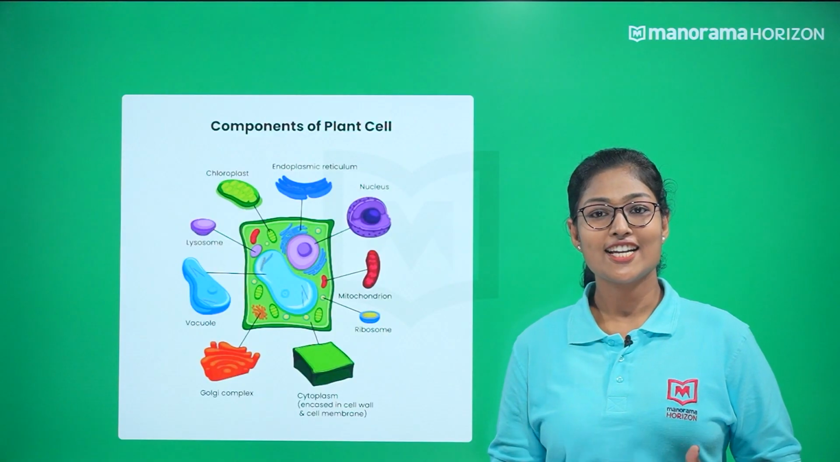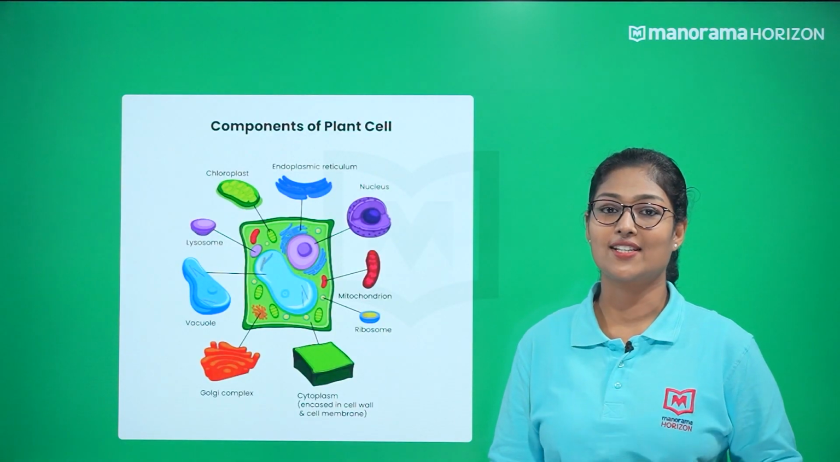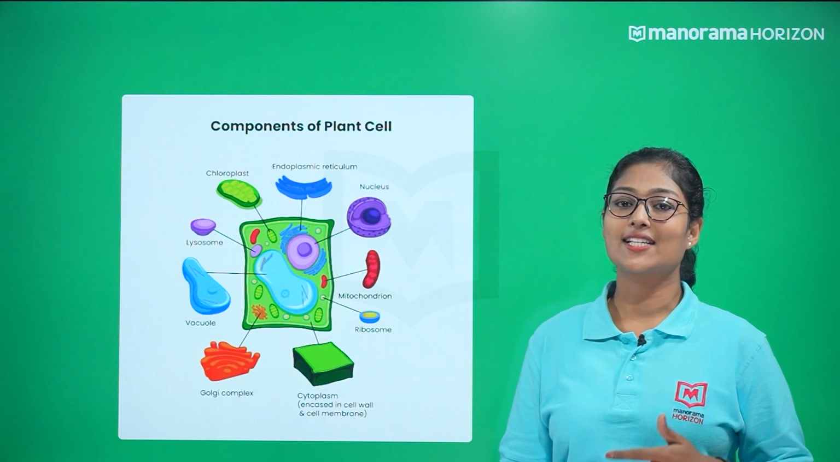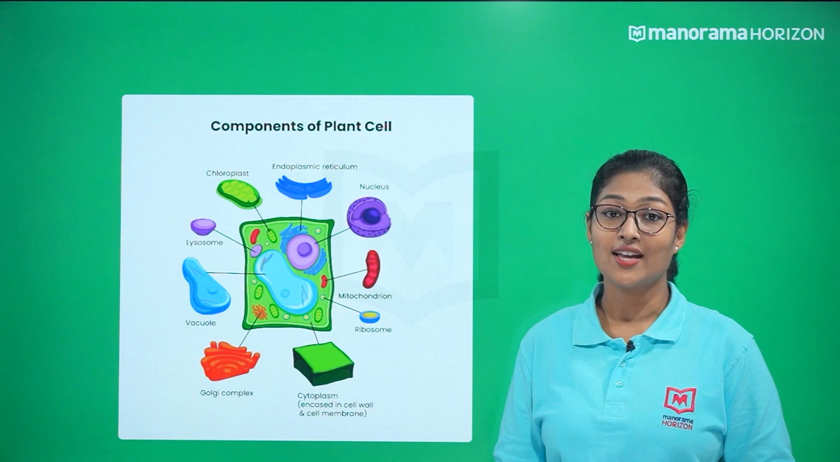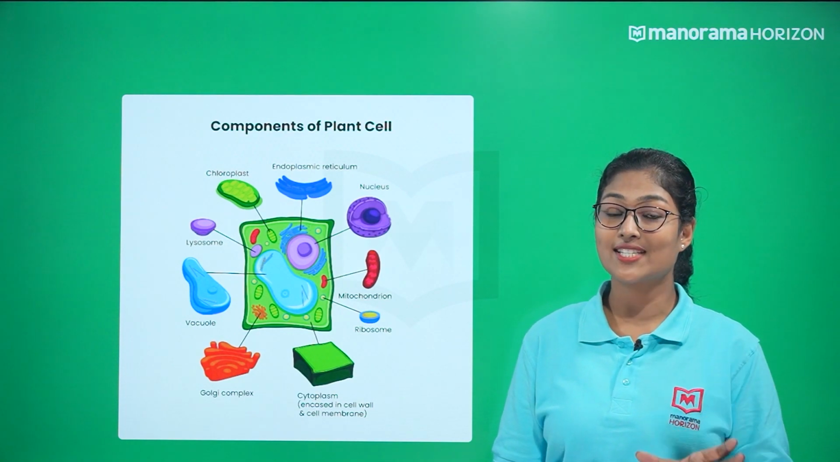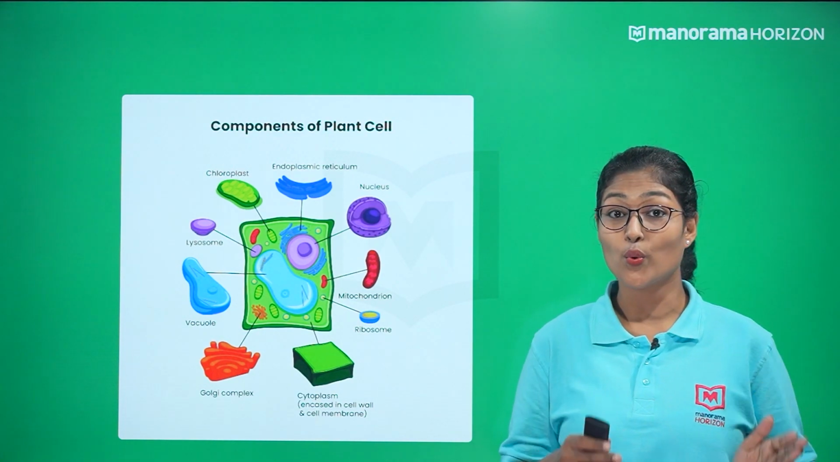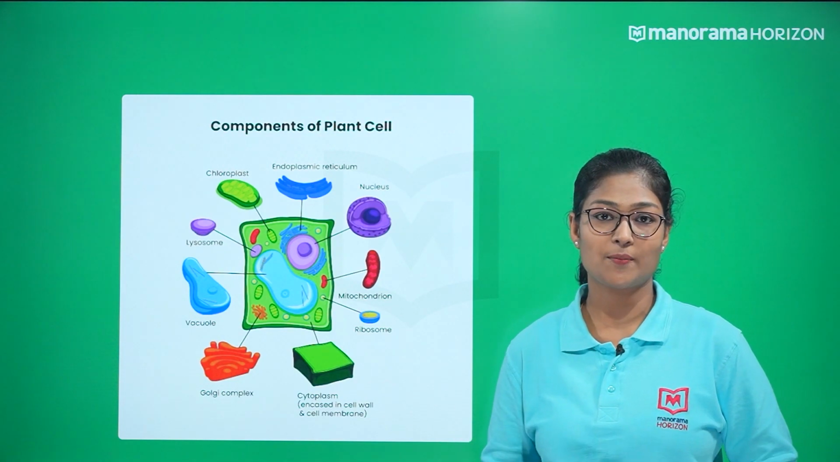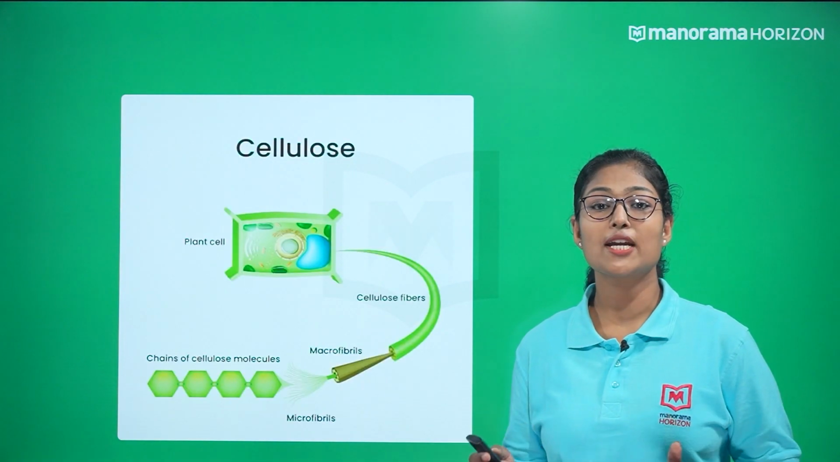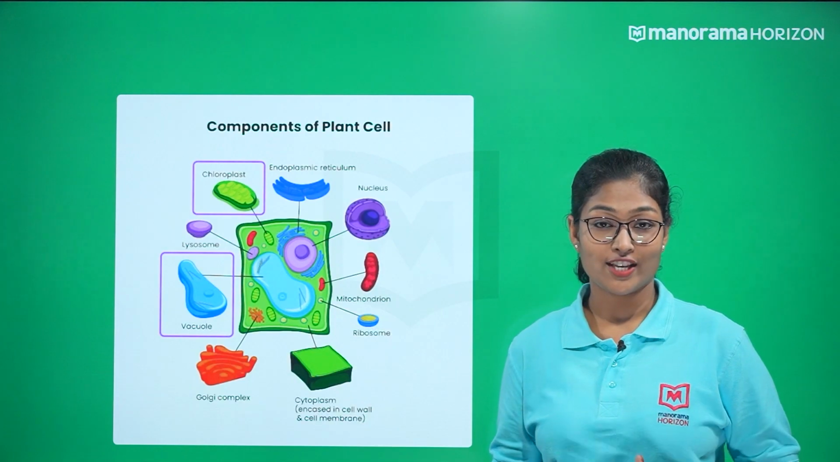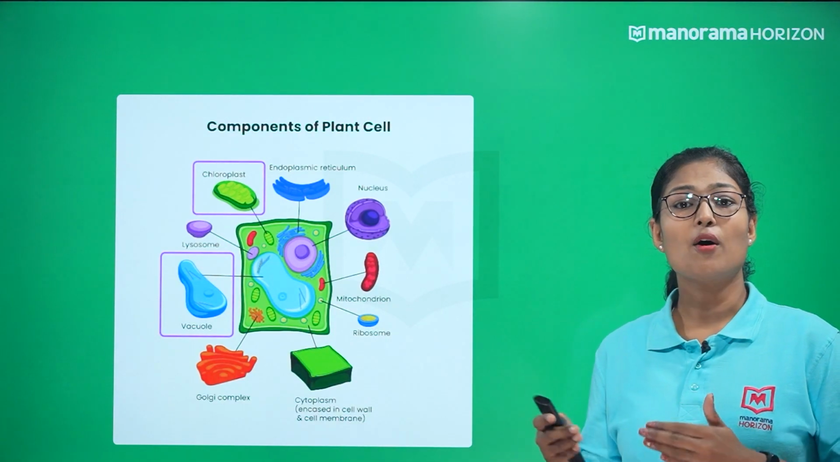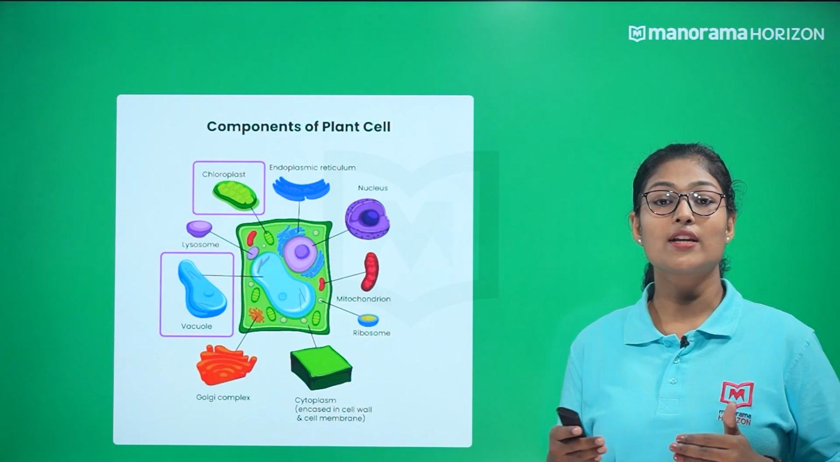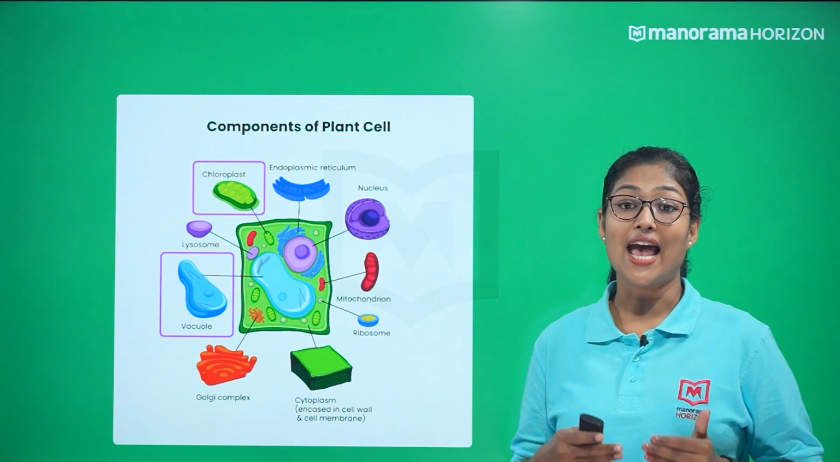So first, let us check the structure of a plant cell. All plant cells are eukaryotic cells which have a membrane-bound nucleus. They have membrane-bound cell organelles that perform various specific functions. The cell wall is made up of cellulose. Vacuoles and plastids, such as chloroplast, are some of the structural organelles found in plant cells and which are absent in animal cells.